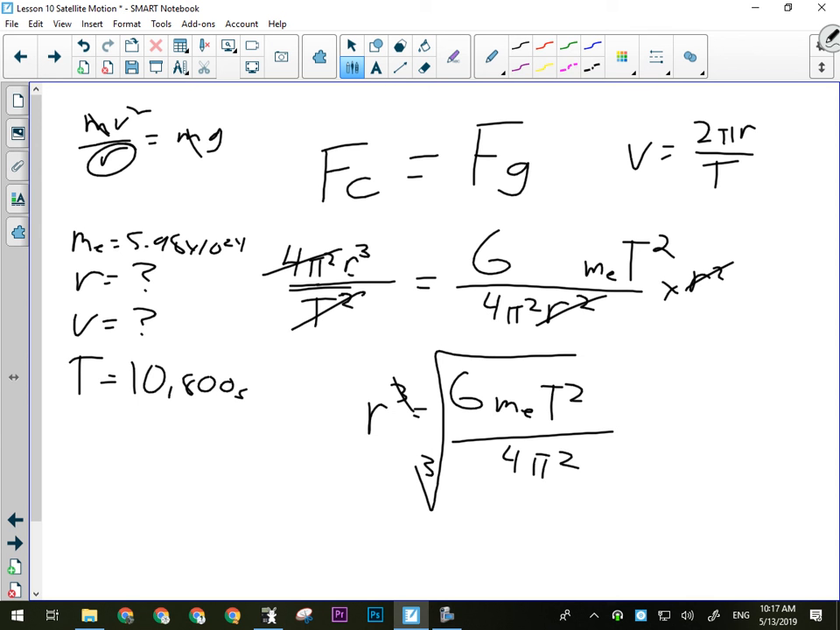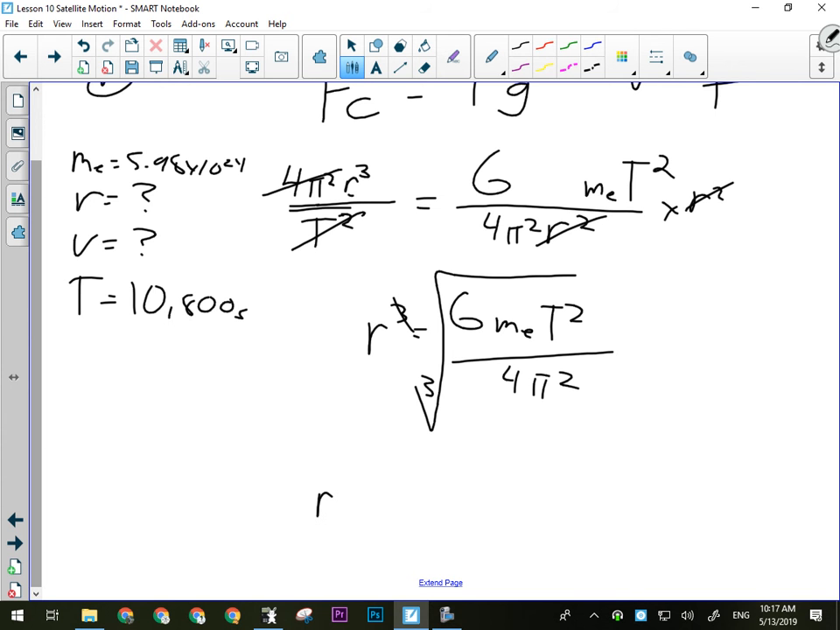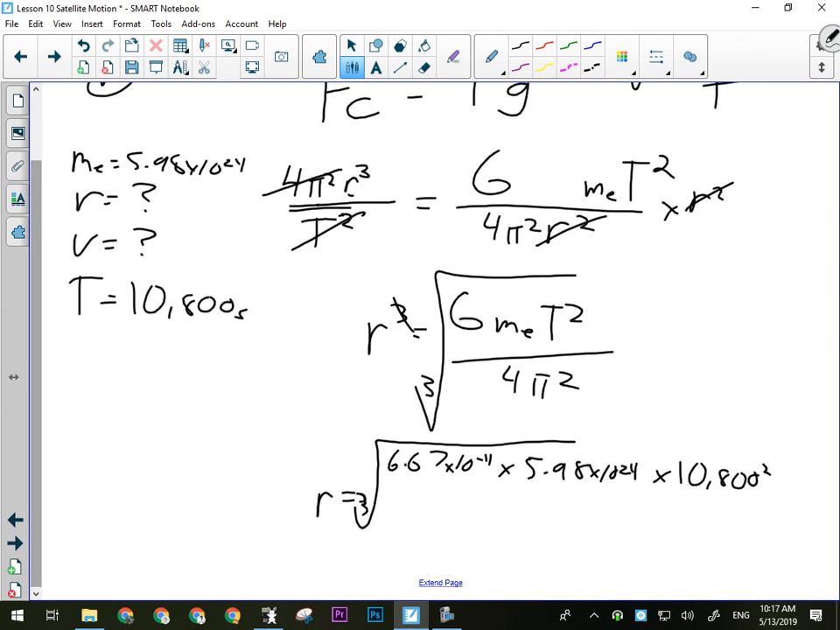Okay, I had to substitute one thing and then I had to move stuff around. So when this is all said and done, I'm going to have R equals the cube root. That's a 3. It's getting worse. Okay, 6.67 times 10 to the minus 11 times 5.98 times 10 to the 24, that's the mass of the Earth, times the period, 10,800 squared, divided by 4 pi squared.